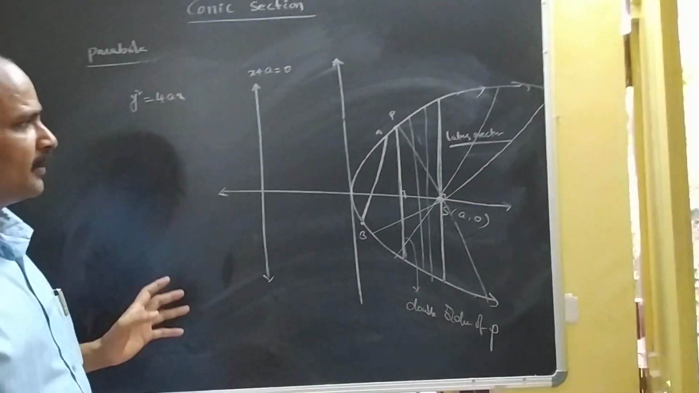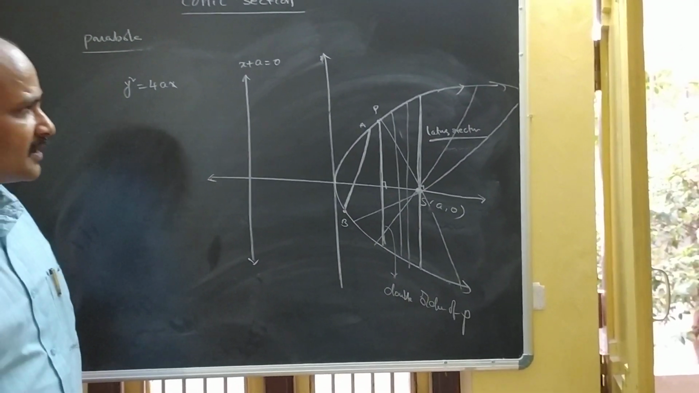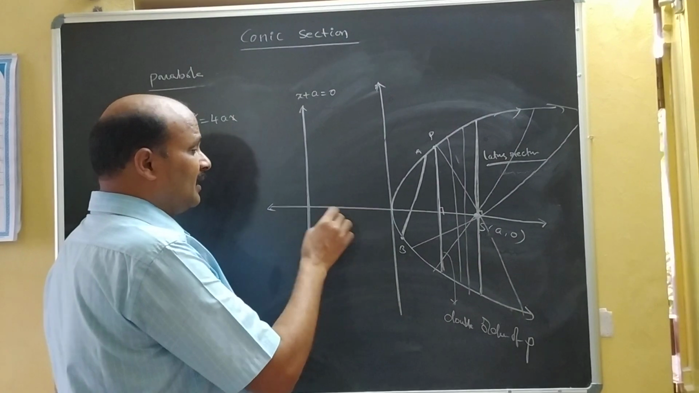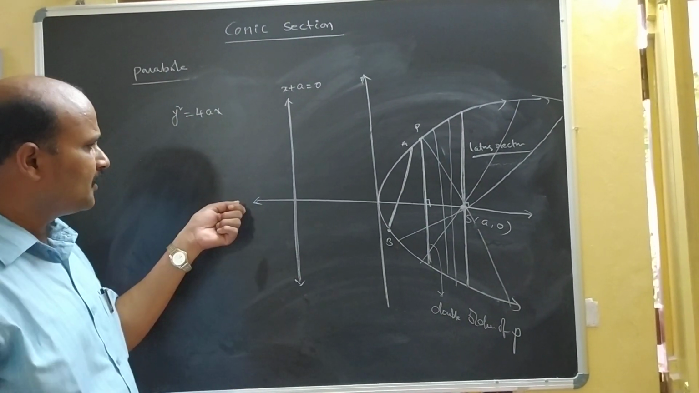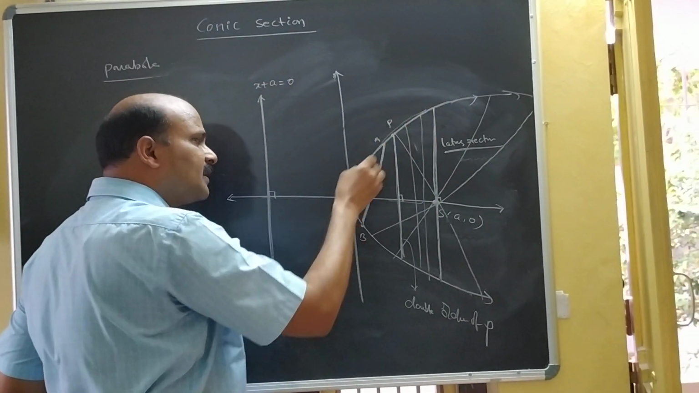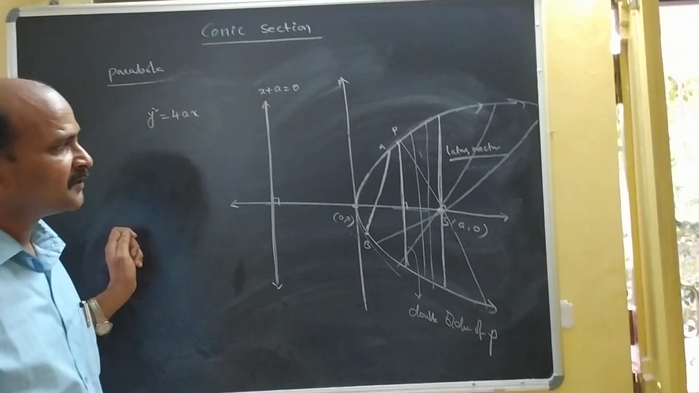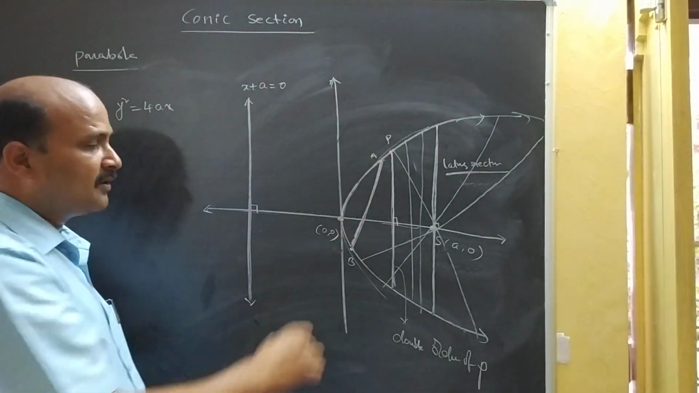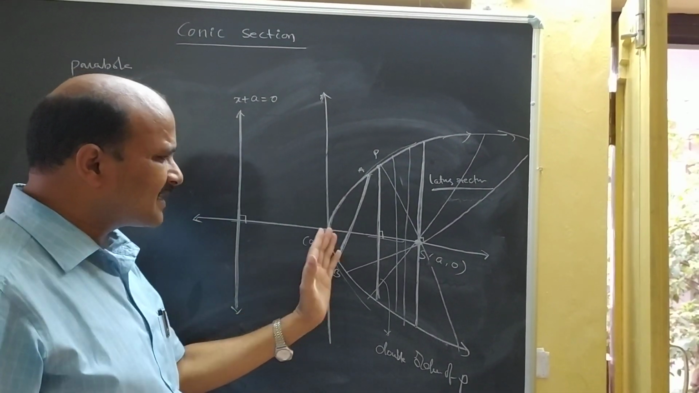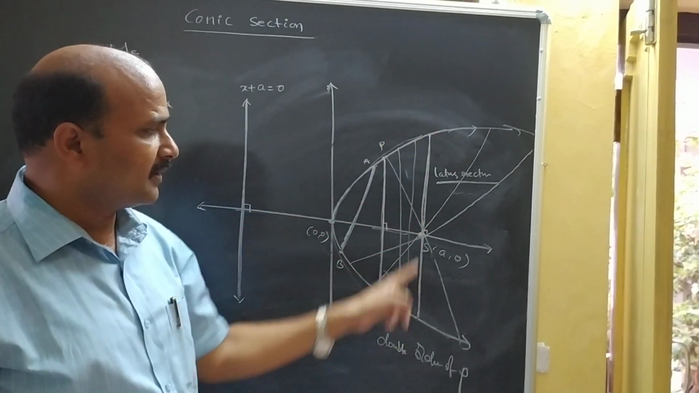So let us see the points we discussed. The fixed point S, (a, 0), is called the focus, and the fixed line, x plus a is equal to 0, is called the directrix. A line which is passing through the focus and perpendicular to the directrix is called the axis. The point of intersection of the parabola and the axis is called the vertex of the parabola. The line segment joining any 2 points on the parabola is called a chord. A chord which is perpendicular to the axis is called a double ordinate. A double ordinate which is passing through the focus is called the latus rectum.